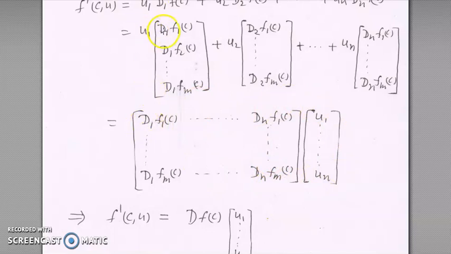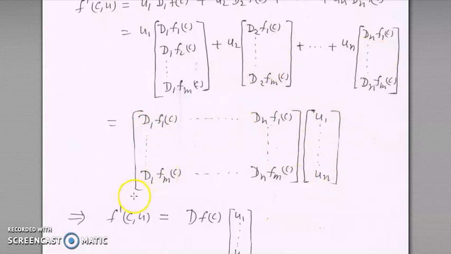So what will happen, u1 you will multiply to all the vectors, u2 you will multiply to all the vectors, and un you will multiply all the vectors, then you will add all the vectors. So you will get the same thing as you will get after multiplying this matrix and this matrix. So this expression can also be written like this.